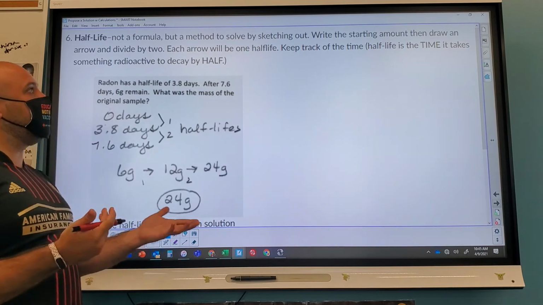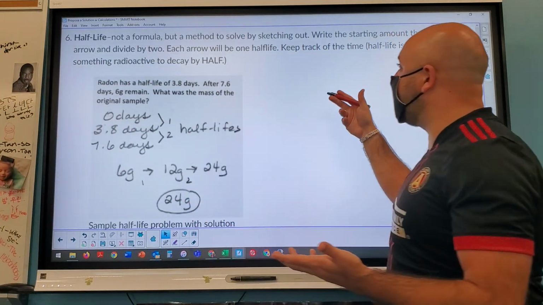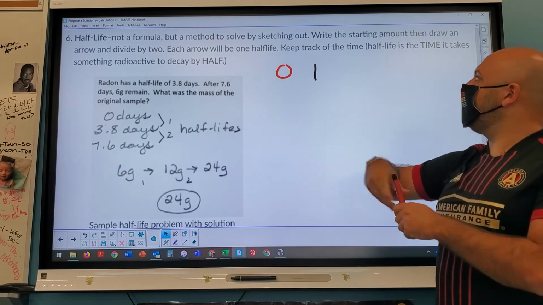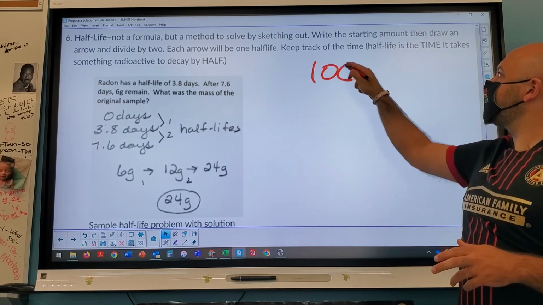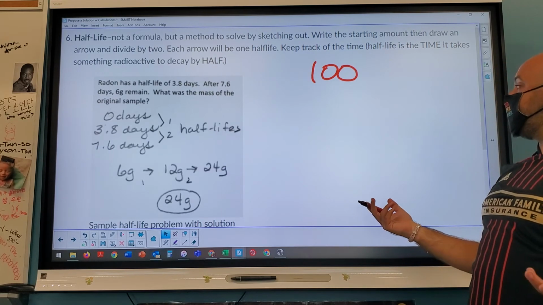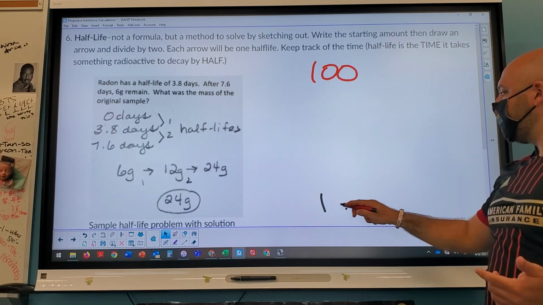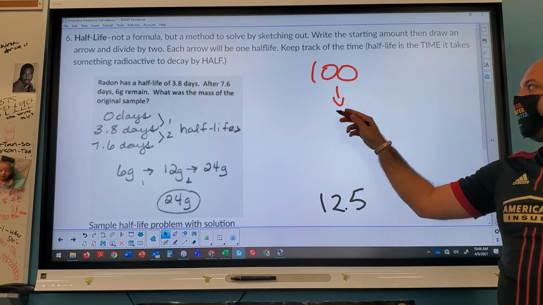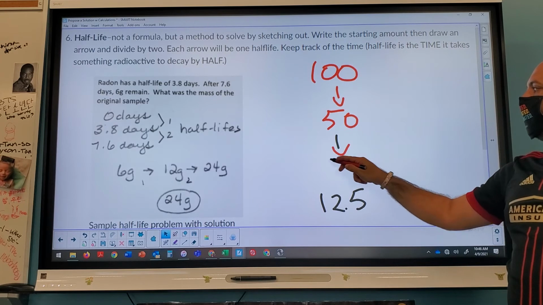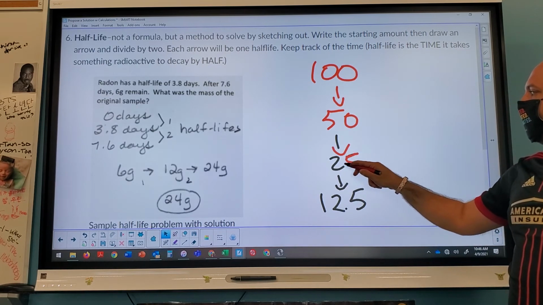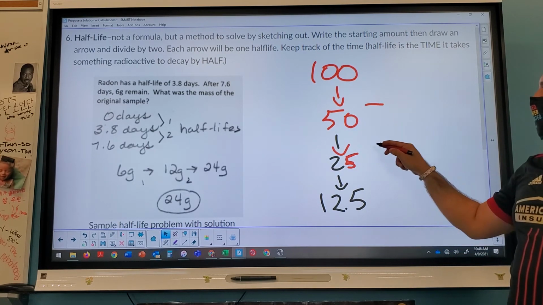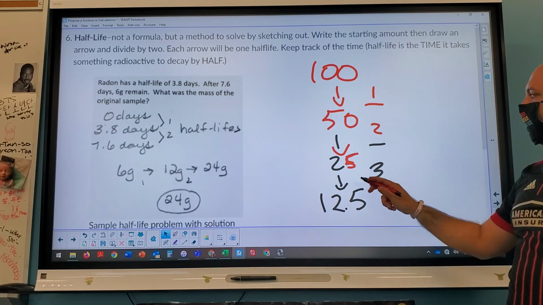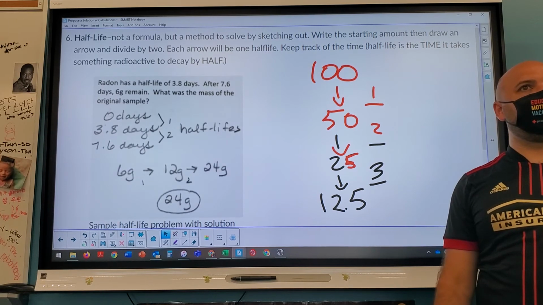And so if we're looking up here, I always suggest keeping track of the following. Know your starting amount, know your ending amount. And then all you do is reduce by how much each time? By half. Each time it's reduced by half, and each arrow is going to represent a half-life. So I have 1, 2, 3 half-lives. It took 3 to get down to that number. Are we cool with this idea?